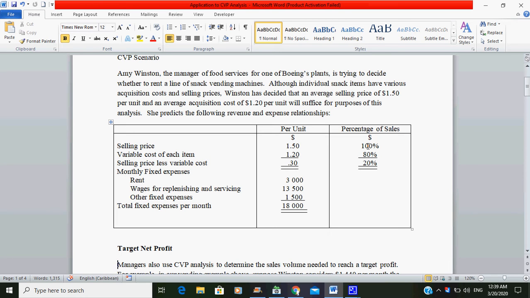Then you have 100% representing sales. 80% of sales would be variable cost. Subtract the variable cost percentage from the 100%, and we get 20%. The 20% is called our contribution margin percentage, otherwise called contribution ratio. You'll hear me mention this later on as well. And these are our fixed costs. This will be our focus scenario for the remainder of this clip.